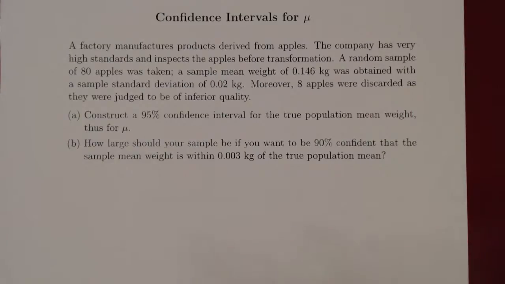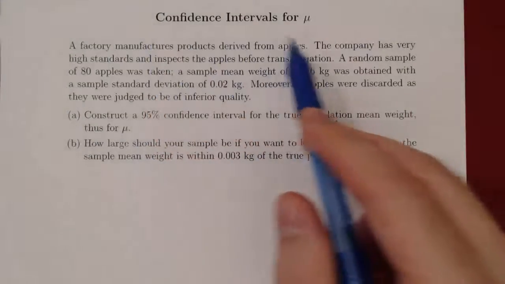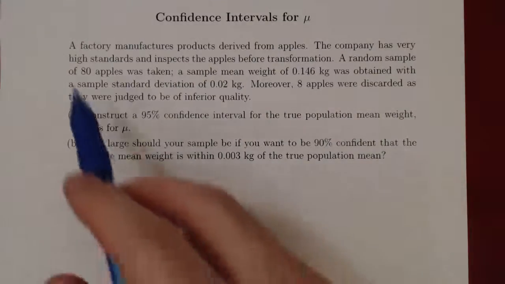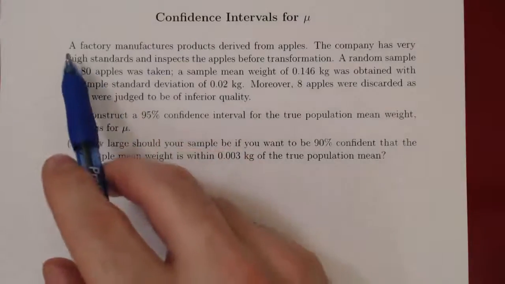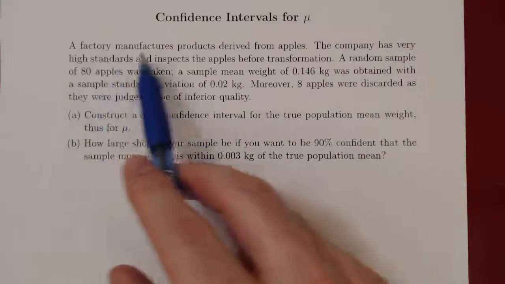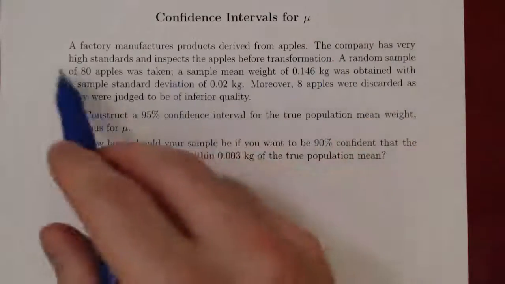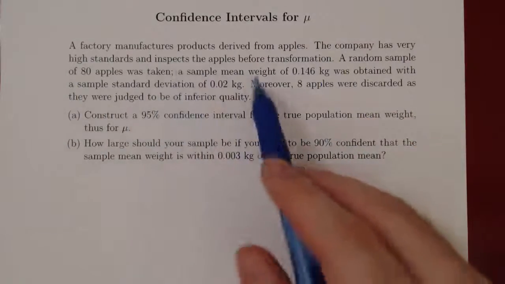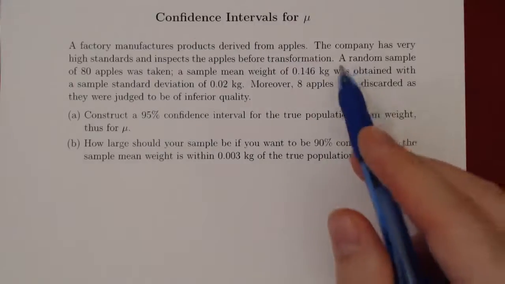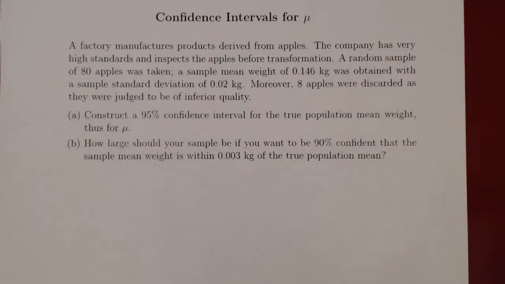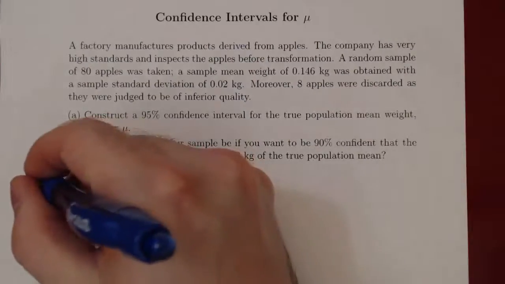So our first example would be about confidence intervals for the mean of a population, the true mean of a population. Let's look at the following problem. We said that a factory manufactures products derived from apples. The company has very high standards and inspects the apples before transformation. A random sample of 80 apples was taken. So right away, let's write down what we know from the word problem.